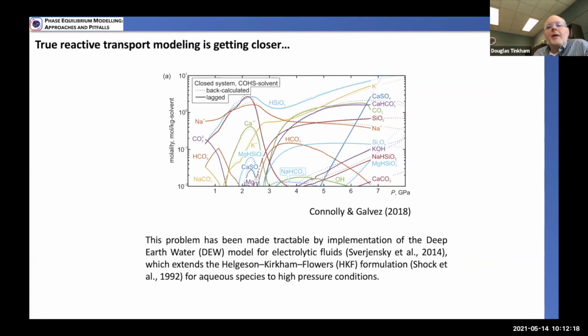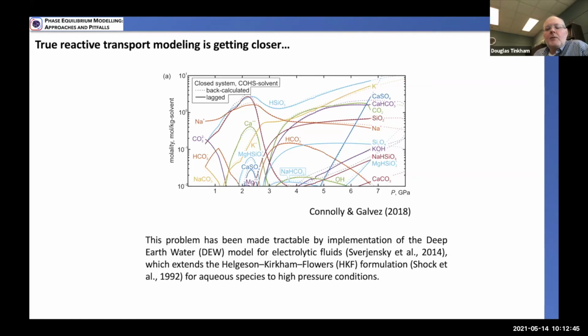One of the really interesting things here is a recent paper. There's the Deep Earth Water Model by Sverjinsky in 2014, which extends the HKF equation of state, I think, to higher pressure conditions. And we can start to look at aqueous species at quite high pressures now. You can do that today in Perplex.